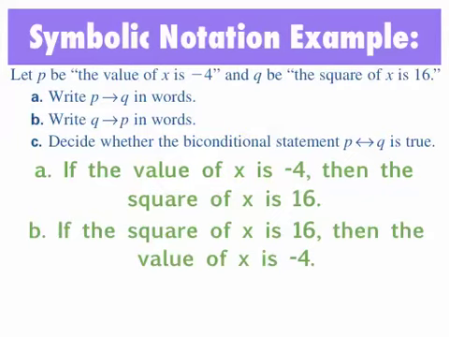C asks us to decide whether the biconditional statement P double arrowhead Q is true. For C, remember to write a biconditional statement, the conditional statement or part A and the converse or part B has to be true. This cannot be written as a biconditional statement because in part B, x could also equal 4. -4 squared is 16, but 4 squared is also 16. So there is a counterexample for B, so I cannot write it as a biconditional statement.